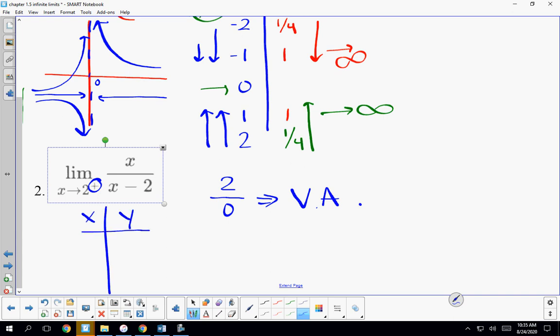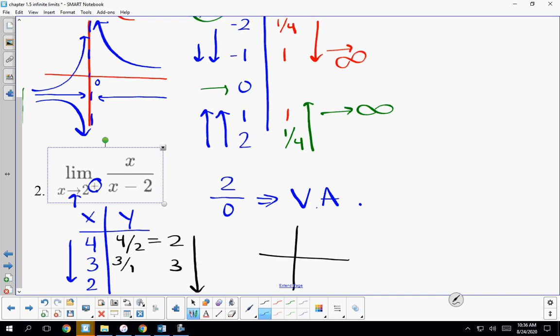So in my table here, I'm approaching 2 from the right, so that's going to be bigger numbers. So I'll do maybe like 4, 3, 2. I'm approaching 2 from the right. And I'm just plugging these into my function. So here I'll have 4 over 2. When I plug in 3, I'll have 3 over 1. So as I'm approaching 2, again, my numbers are getting bigger. Since it's a vertical asymptote, if I start to get bigger as I come in on the right, I know I'm approaching infinity.